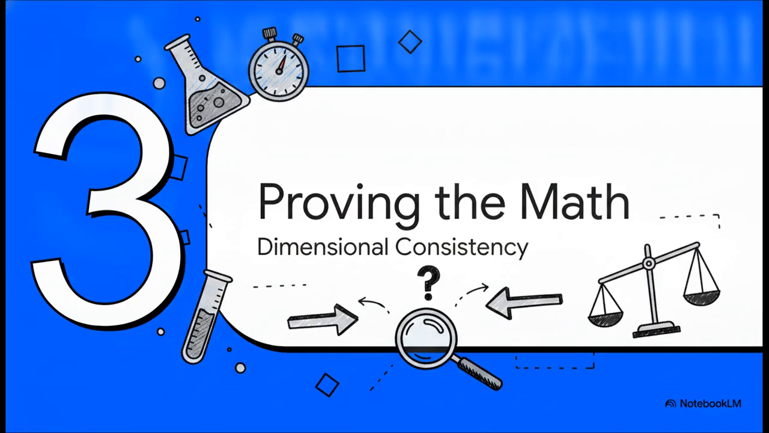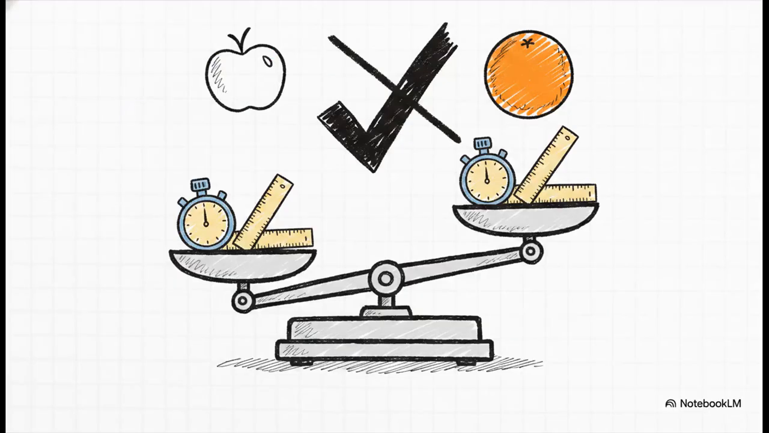Proving the math, dimensional consistency. All right, we are now entering the final and honestly the most powerful stage of our mental lab session. We know our variables, we know our units, but how do we definitively know if our scientific formulas are actually true? Well, we use a rigorous process called dimensional consistency. Here is the absolute ultimate rule you need to know. An equation is only mathematically valid if both sides share the exact same fundamental units. You simply cannot equate apples to oranges in science.